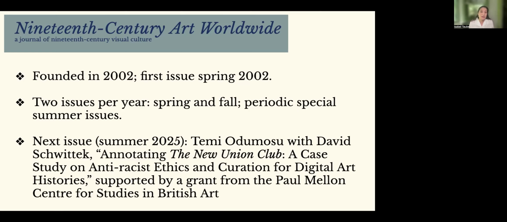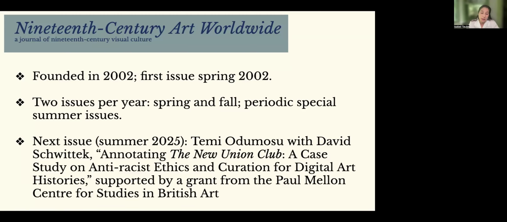In addition to the fall and the spring issue, I mentioned that we have these periodic summer issues. In fact, our next issue is a special summer issue, which will be published in July and features a digital art history project, which is the annotation of a 19th century print with thematic filters, for which we received a grant from the Paul Mellon Center for Studies in British Art.